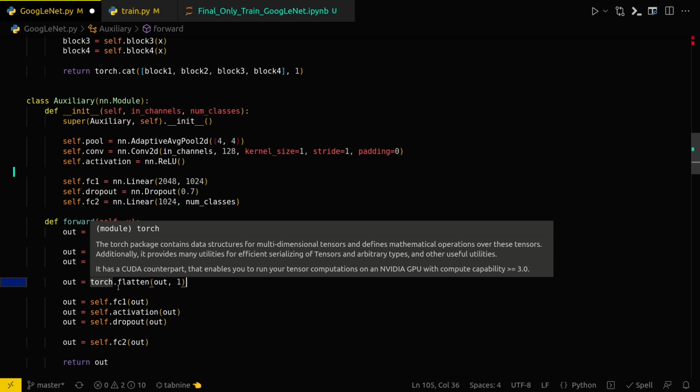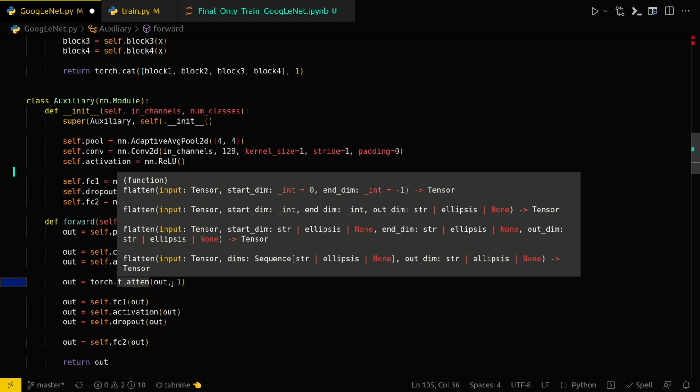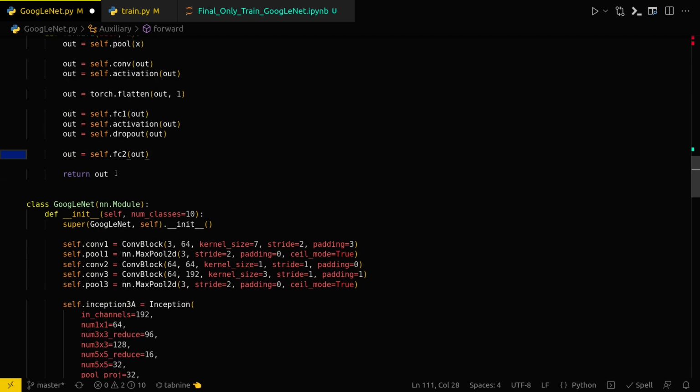I have a separate video explaining why and how exactly we do that. The name of the video is Input Tensor Shape in a Neural Network. Probably I will give a link in the description section. Anyway, that's a longer discussion, so I don't want to take time on that. After the flattening, I have my fully connected layer FC1, then activation, dropout, and finally FC2, fully connected layer 2, and that's my final output from my auxiliary.